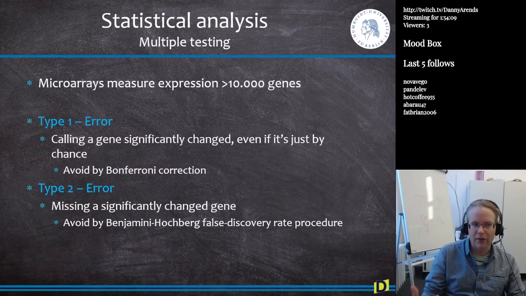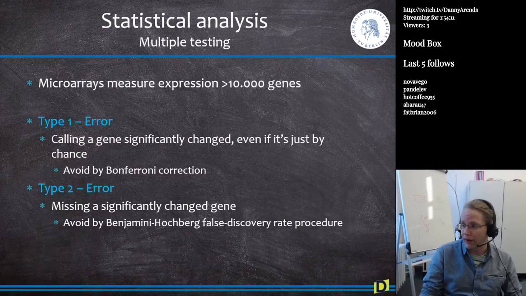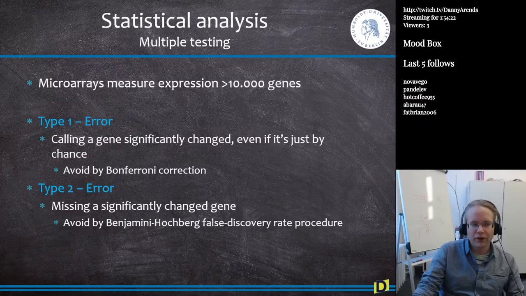So you can make a type 1 error, which is very common because you're doing 10,000 tests. That means that you call a gene significantly different, but it's not, right? It's just because your threshold is too low. So you can avoid this type of error by doing a Bonferroni correction.